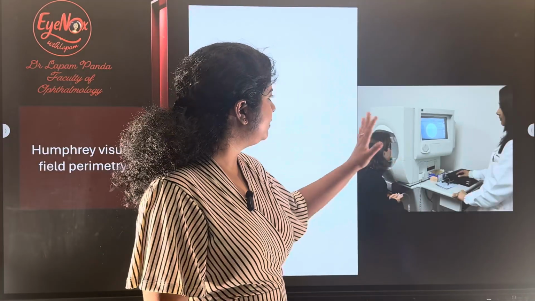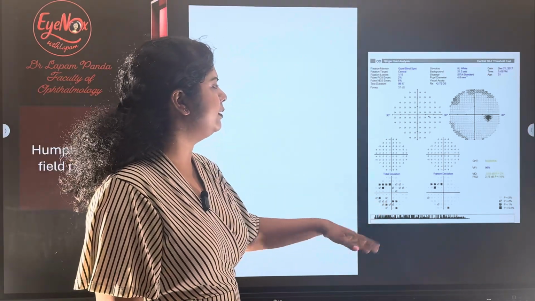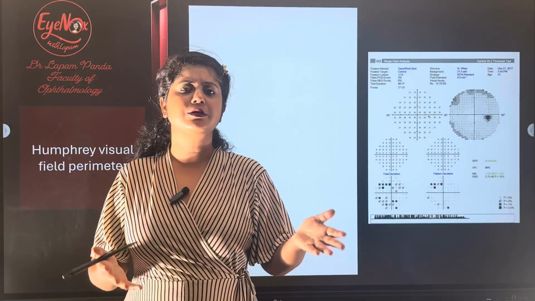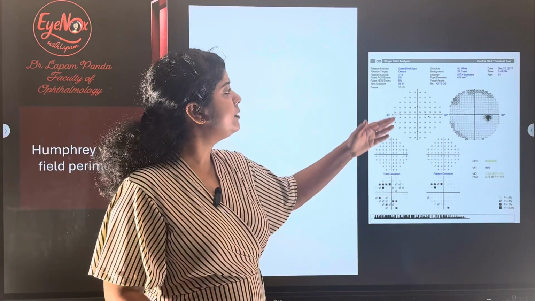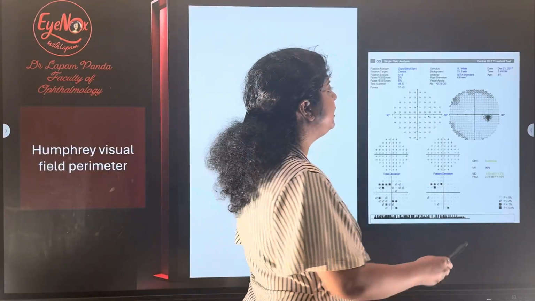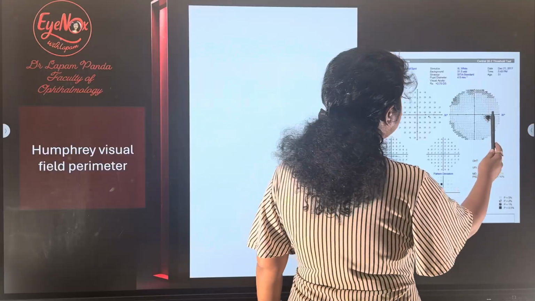Okay, so this is how it works, and how does the report look? This is how the report looks. There is extensive information, again, that's out of your syllabus as undergraduates, but this is how the report looks. And as I said, by looking at the blind spot, you will know which eye it is. Blind spot is always present temporally.